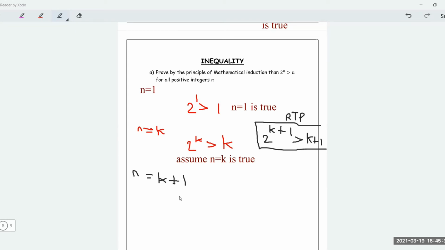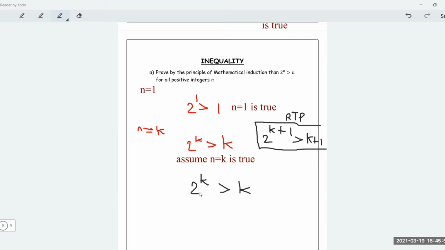So for n equal k plus 1, let's see how we can do that. You don't even need to write this, n equal k plus 1. You just need to prove it. So to prove it now, first we have to start with what we know. Starting with what we know, 2 to the k is greater than k.